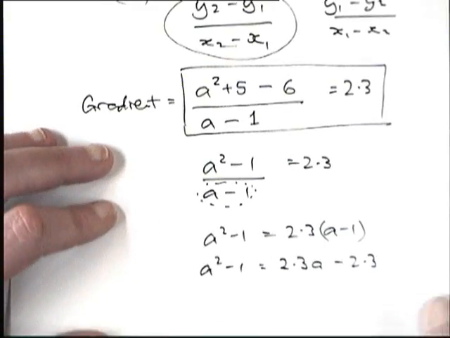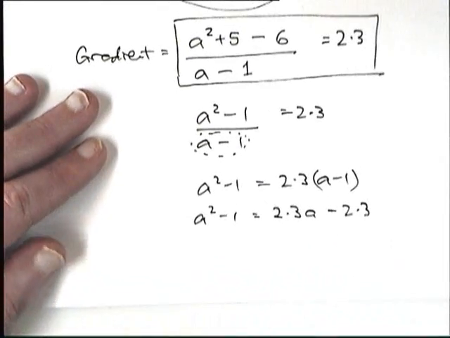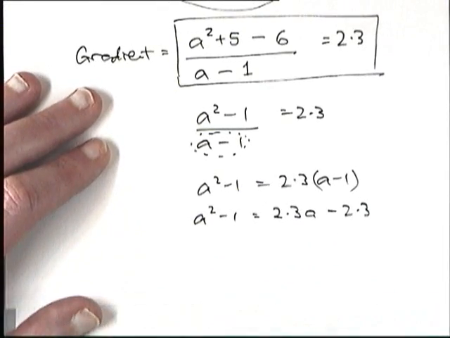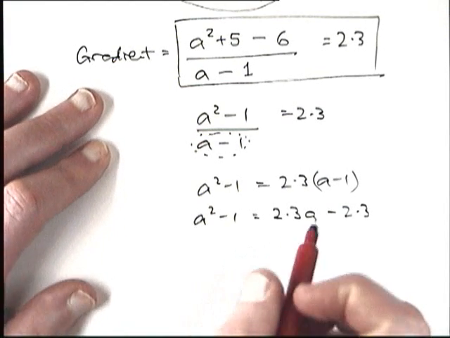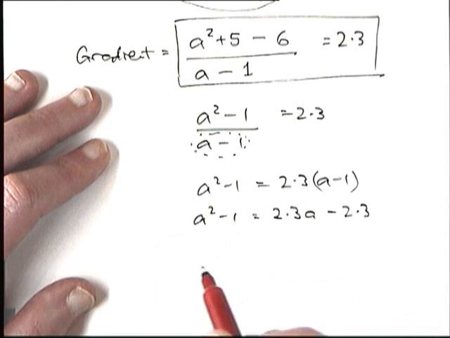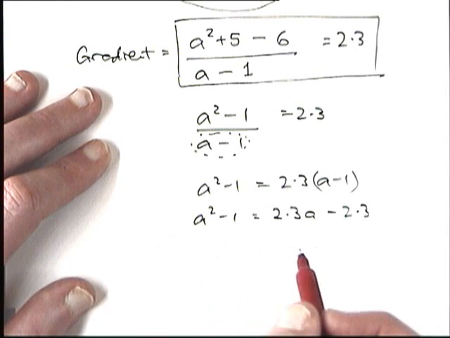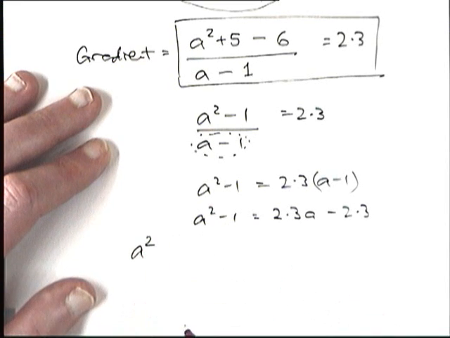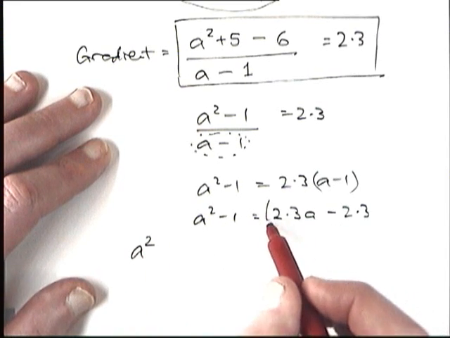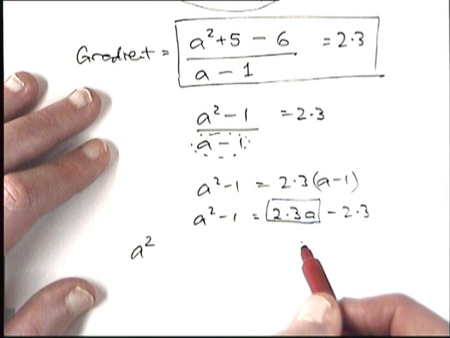Now I'm going to get a quadratic equation. It'll have some a squareds in, some a's in it, some numbers in it. To get a quadratic equation, you always want it to equal 0. So I need to get everything now on one side. I want it as equals 0 on the right. So I'm going to keep my a squared where it is, on the left-hand side of the equals. I'm going to bring this bit here onto the other side.